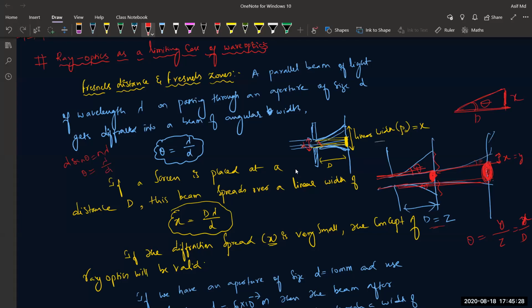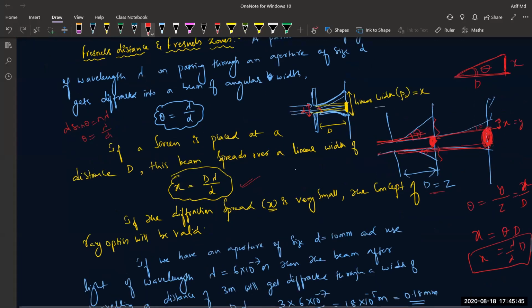The beam will spread over a linear width of x. x is equal to theta into capital D. Theta value is lambda by small d into capital D. So this is your linear width formula. So what I got here right now is x is equal to D into lambda by small d.